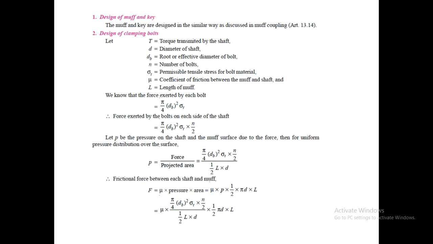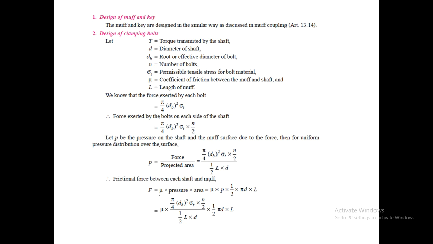For designing the bolts, the force exerted on each bolt is calculated. Force is nothing but stress into area. The stress is the tensile stress for the bolt material, into the area of the bolt. The bolt area is pi by 4 dB square, where dB is the diameter of the bolt. And depending upon the number of bolts on each side of the shaft, we can consider a factor n by 2, where n is the total number of bolts.